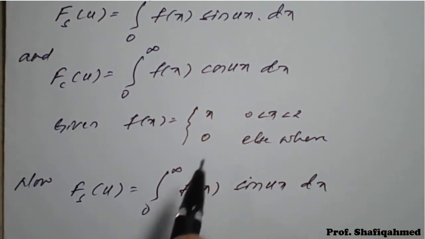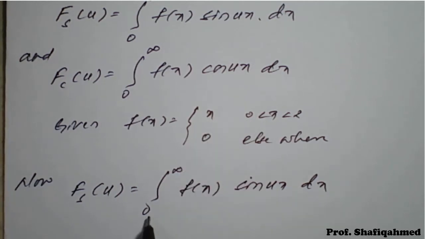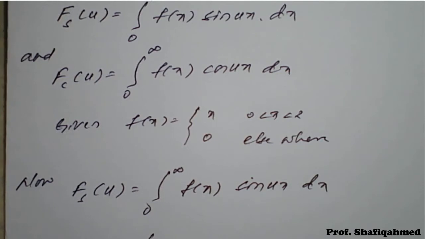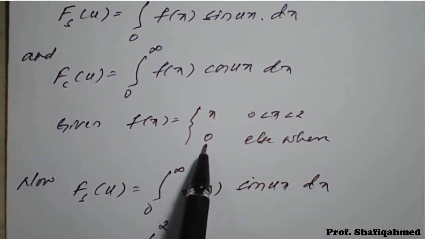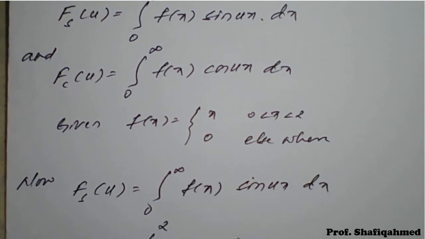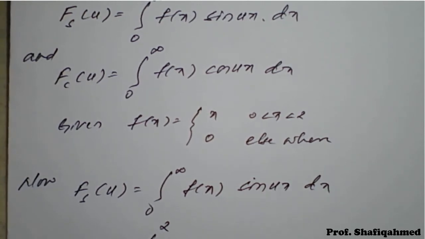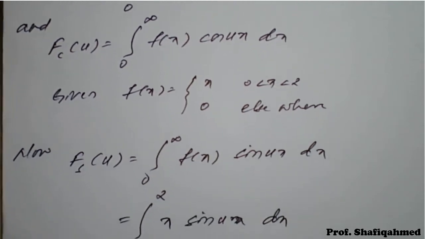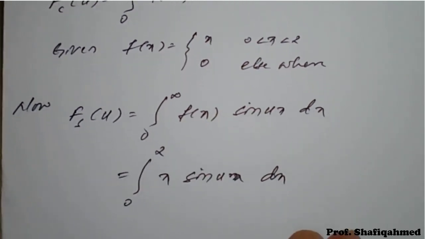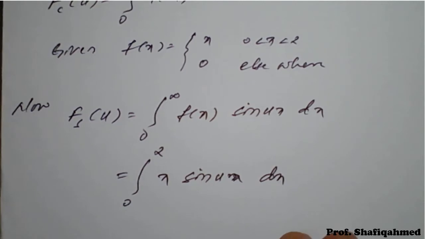In place of f of x we'll replace x, and in place of 0 to infinity we'll replace 0 to 2. So the integral from 0 to 2, f of x will become x, because the second part of f of x is 0, we'll neglect it, into sine of ux into dx. Now we need to simplify this integral by using integration by parts or Bernoulli's formula.